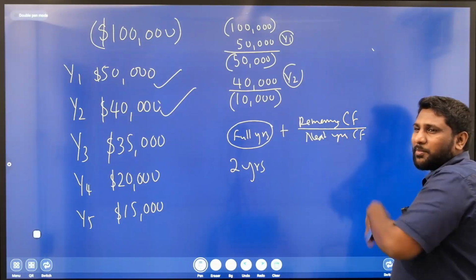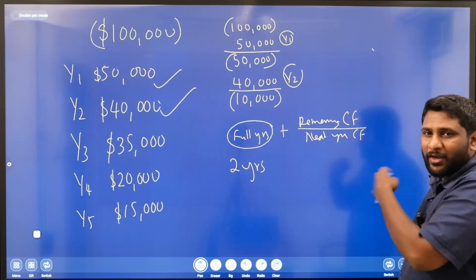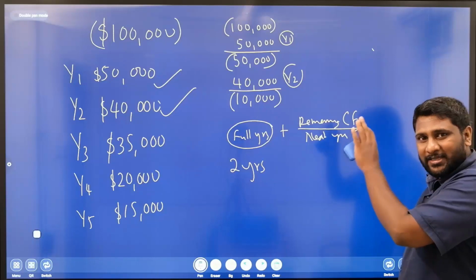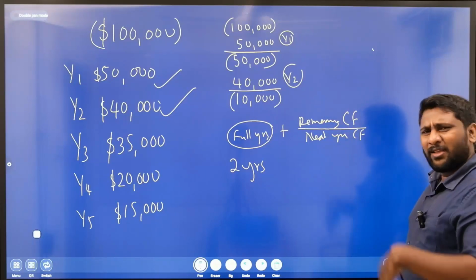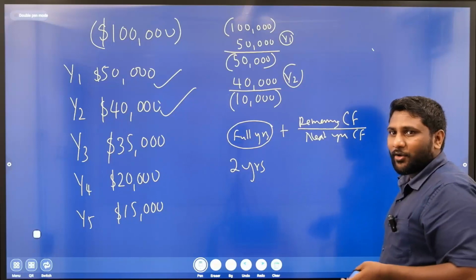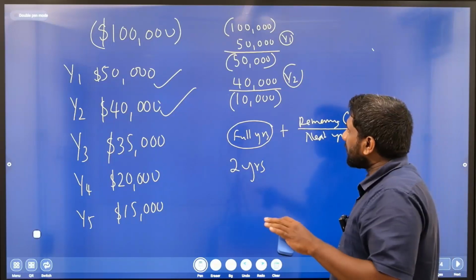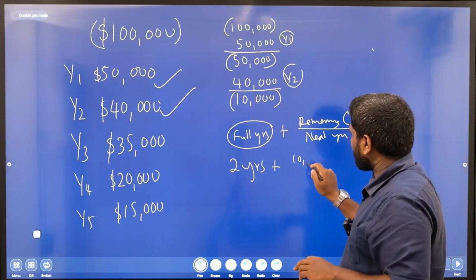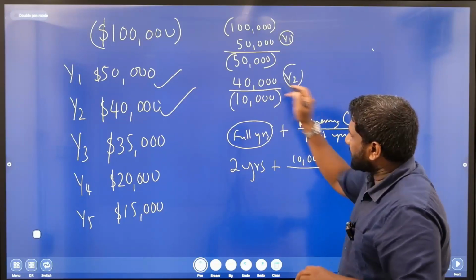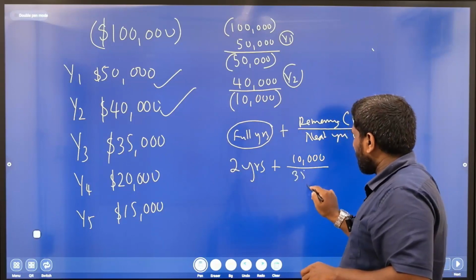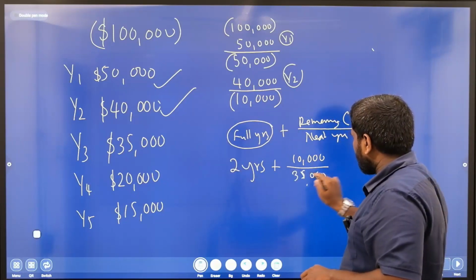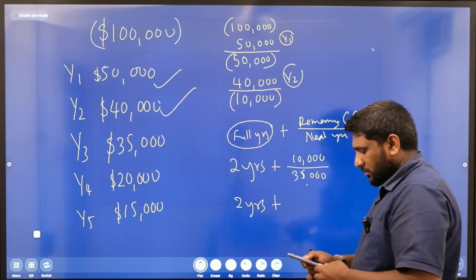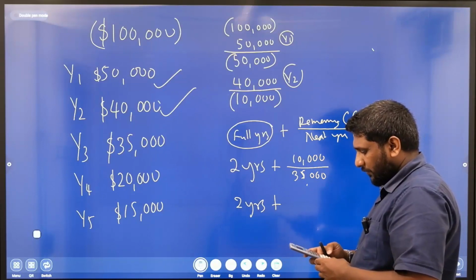So we are not going to multiply from 12 or 52 or 365. Let's take it in years itself. If you are taking it in years itself, you are not required to multiply from anything. If you want, you can multiply from 1, because you are going to get the same answer. So plus remaining cash flow is 10,000 divided from the next year's cash flow, which is 35,000. Then here, 2 years plus 10,000 divided from 35,000.